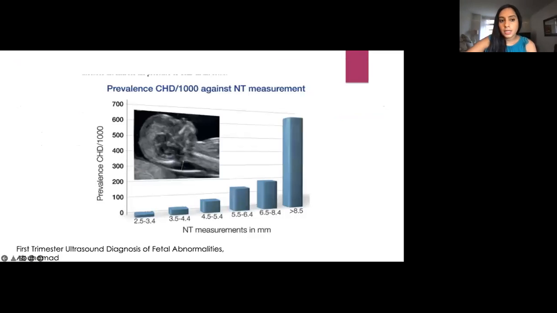And then looking at data for nuchal translucency, we can see that as the nuchal translucency increases, which is on your x-axis, the prevalence of congenital heart disease also increases, which is on your y-axis. A lot of centers use the cutoff of 3 to 3.5 to recommend a fetal echo, and it goes along with this trend showing that as you move up in your NT measurement, your prevalence of CHD increases.